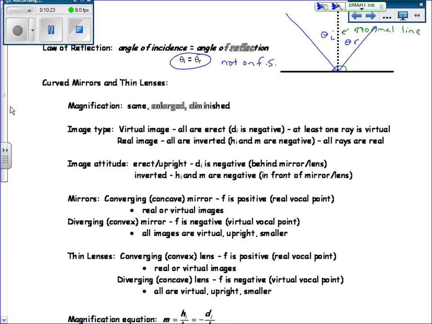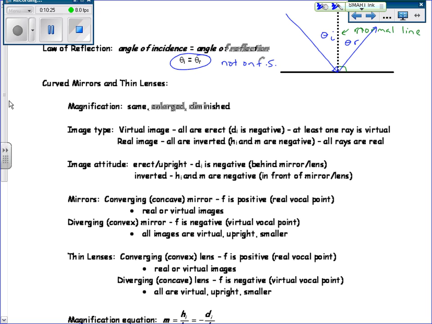Okay, so curved mirrors and thin lenses. So these are the characteristics of the image that you need to know if you're given information about an object and you want to figure out about its image. So magnification can be same size, it can be enlarged, it can be diminished, or smaller, larger, smaller. The image type can be a virtual image. If it's erect, it's virtual. If it's erect, DI is negative.